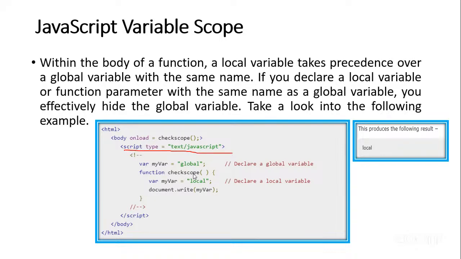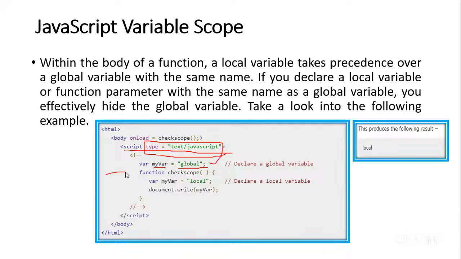Already I told you we use the script tag to write JavaScript code. Even though I have written the type attribute here, this is optional. Now, within the script tag, I am declaring a variable called myVar. I am assigning the name global to indicate that this is a global variable. You can assign any name, not an issue, but to make the concept clear, I am using the word global here. This is a global variable.